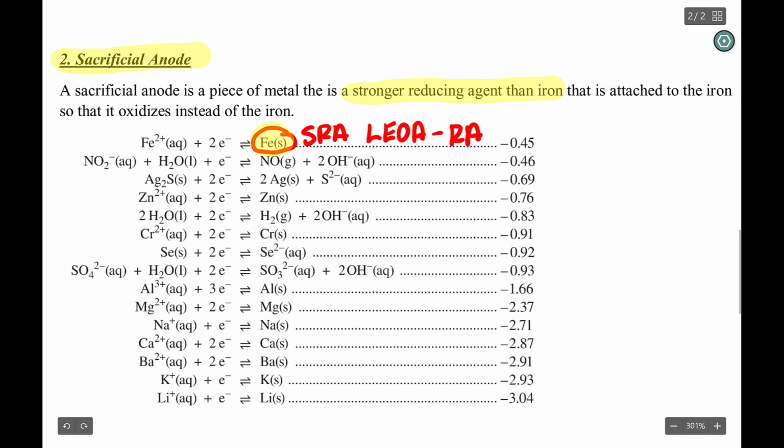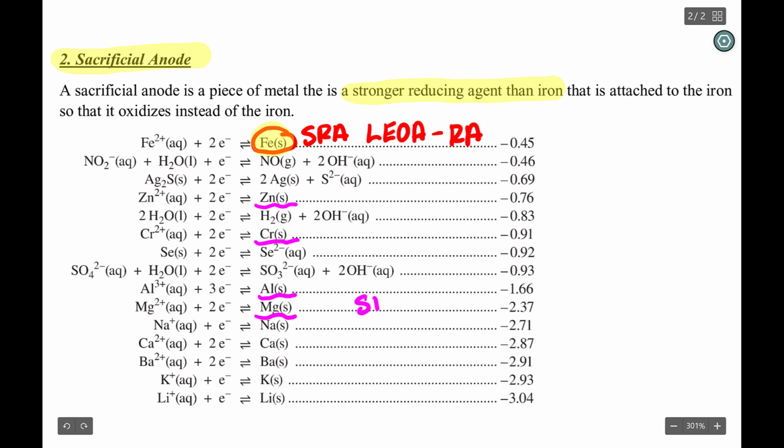Well, if you go down, you'll notice that zinc is a stronger reducing agent than iron. So if I essentially bolted a piece of zinc onto iron, it would act as a sacrificial anode. Zinc would then react with moist air, and it would oxidize, and it would turn into a zinc oxide or zinc hydroxide, something like that. This is also possible with chromium, aluminum, and magnesium.